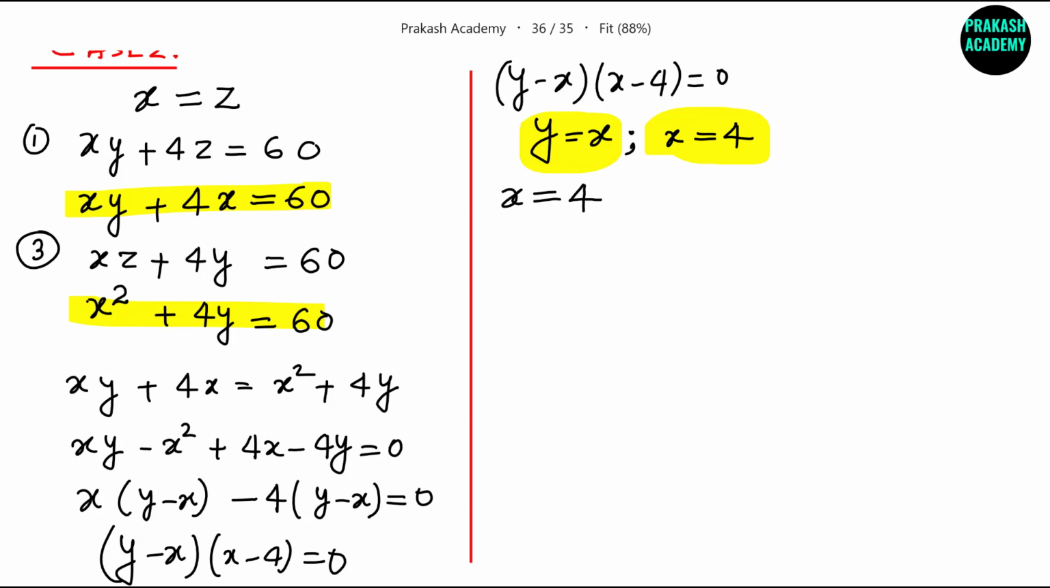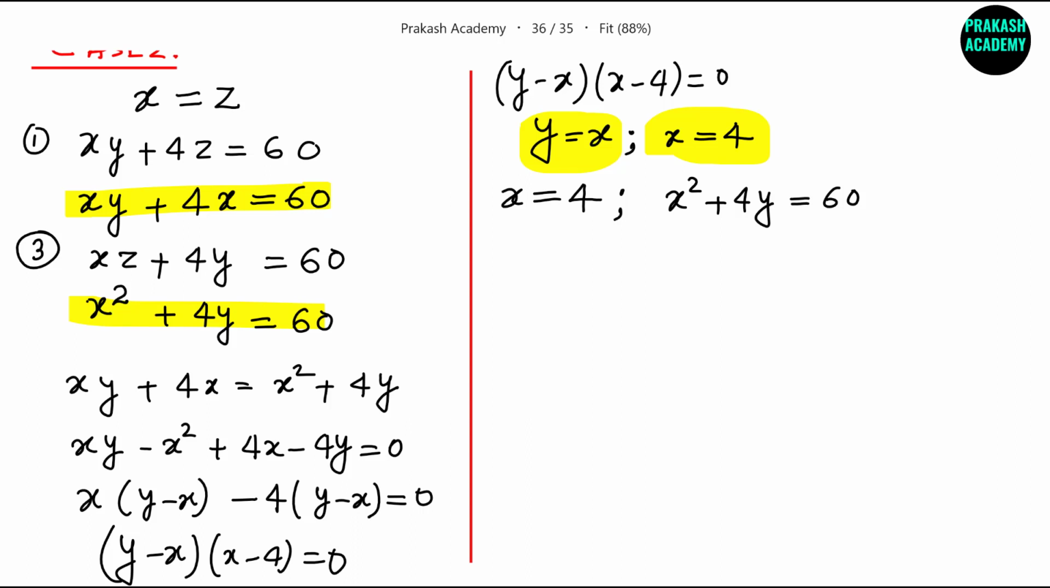So we can use any one of the equations. We have x square plus 4y is equals to 60. So let us use this equation: x square plus 4y is equals to 60. Now we know x is equals to 4.